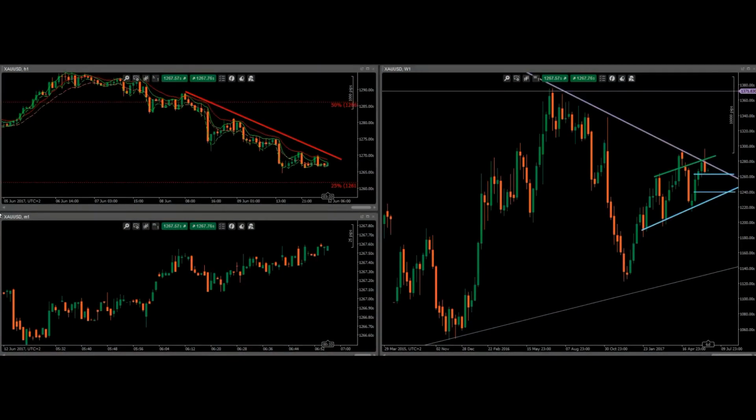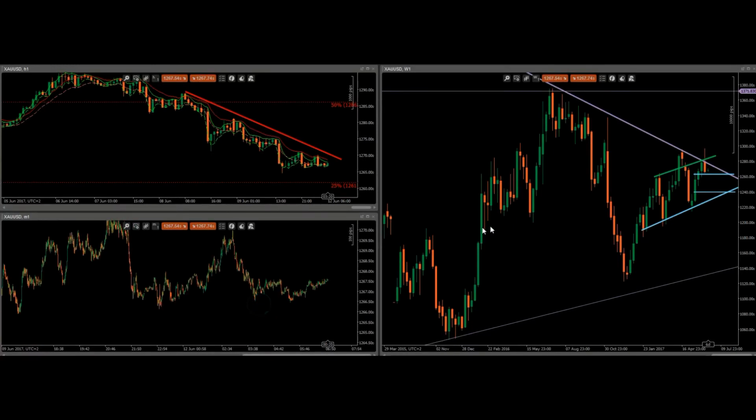Okay, so the first technical outlook is on gold, and I'm going to explain what you see here. Here you see the 1 hour chart of gold. Here we have the 1 minute chart of gold, just to see some movement. And then we finally have the weekly chart of gold, where we're going to be doing our weekly technical analysis. Start with the 1 hour chart.